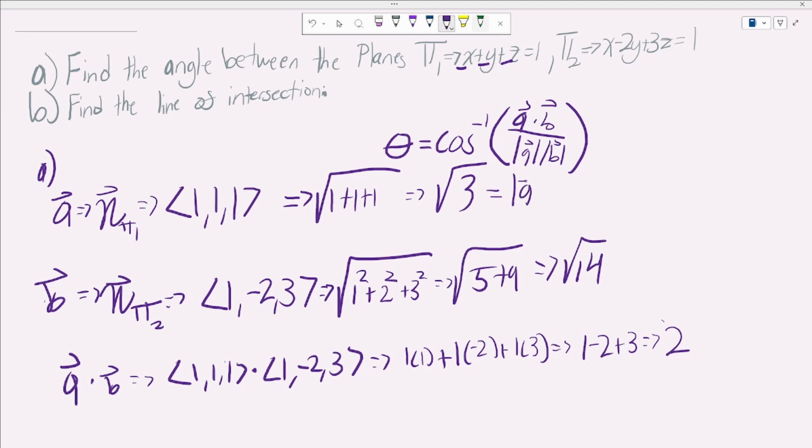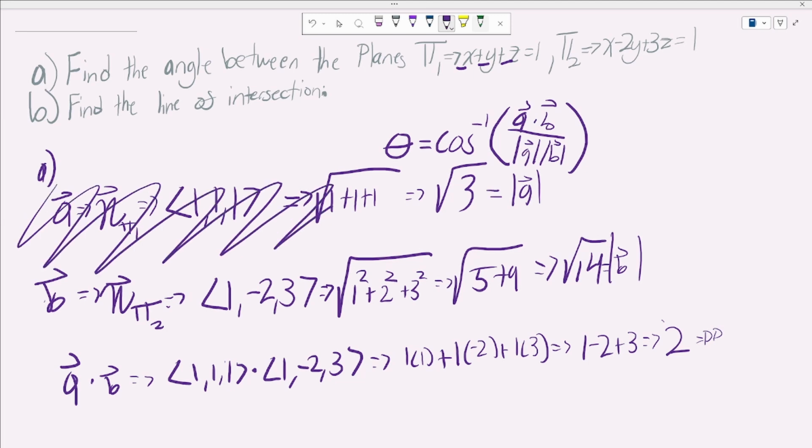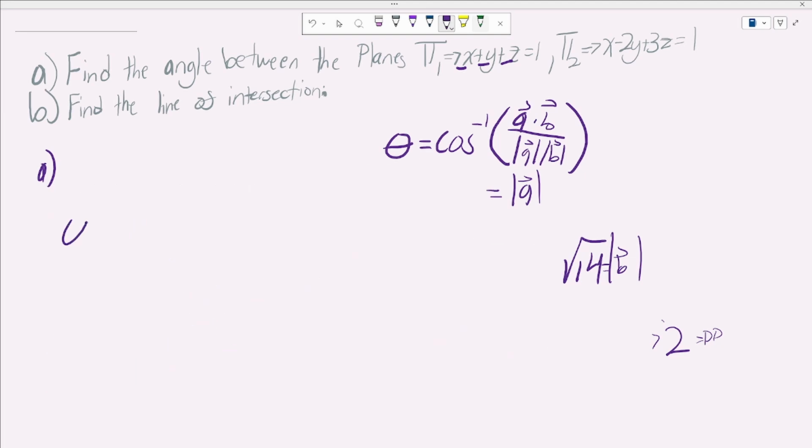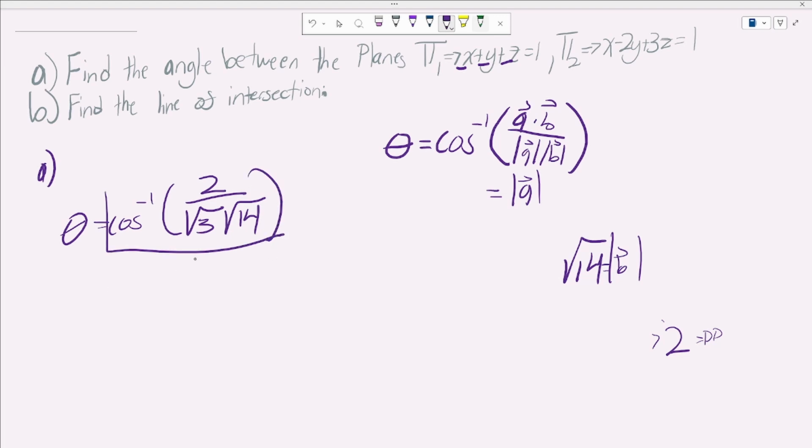So now that we have the magnitude of a, the magnitude of b, and the dot product, we can plug it into our expression for theta and see what our angle is between the two planes. So theta is equal to cosine inverse of 2 over the square root of 3 times the square root of 14. My professor always said it was fine to leave it in the exact form, but if we put it into our calculators, we would receive 72.025 degrees.